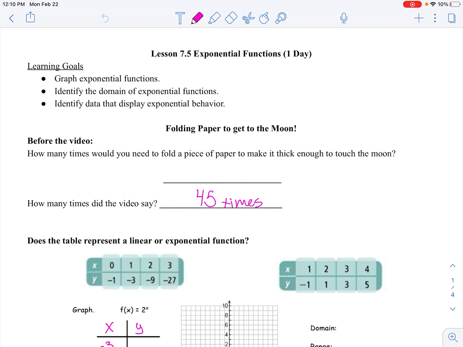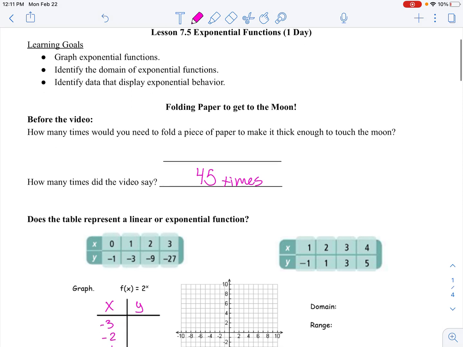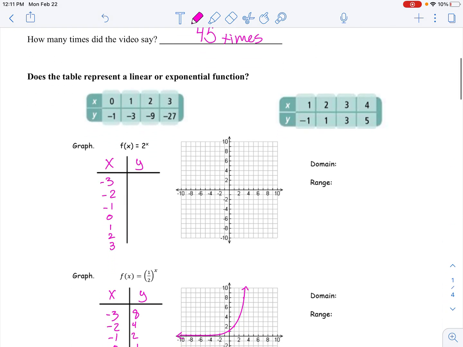In class, we watched a video called Folding Paper to Get to the Moon. If you want to just YouTube it, you sure could. It's actually a really interesting video, and it basically proves that if you could fold a piece of paper 45 times, it would touch the moon. Now, obviously, you've heard that if you fold a piece of paper in half, you can only do it 7 times. But even if you were to cut the paper in half and stack it, 45 times would get you all the way to the moon, which is really incredible. So just something to think about.